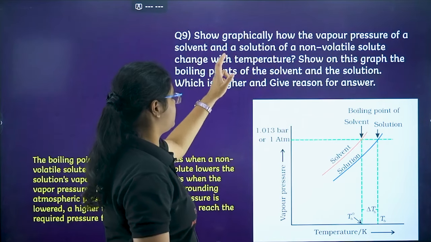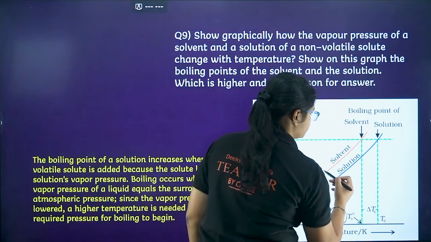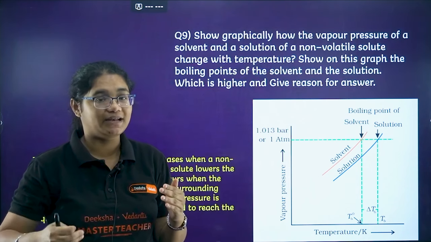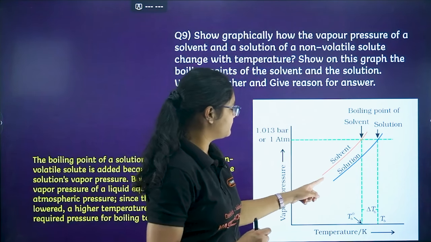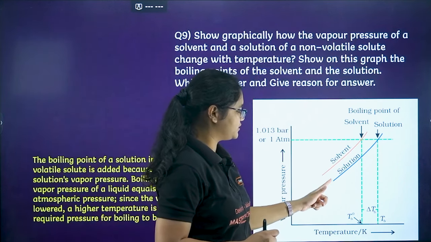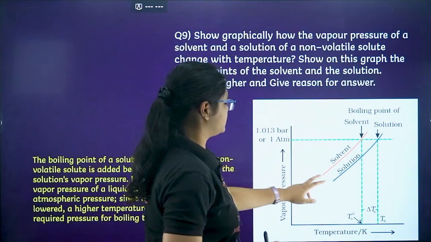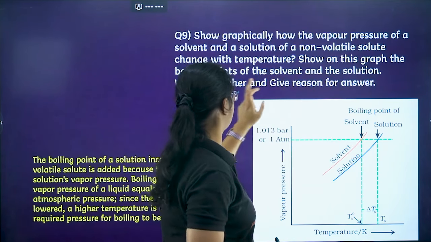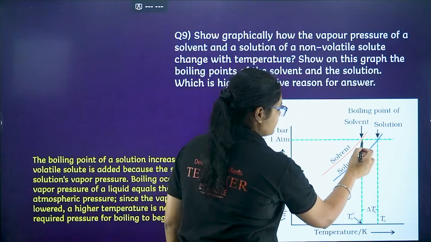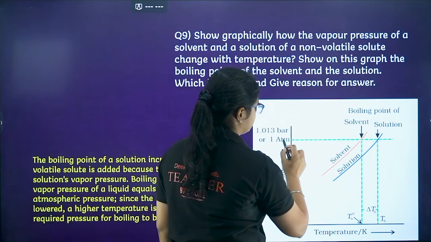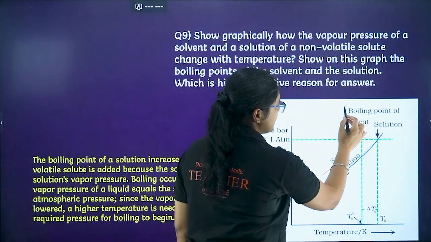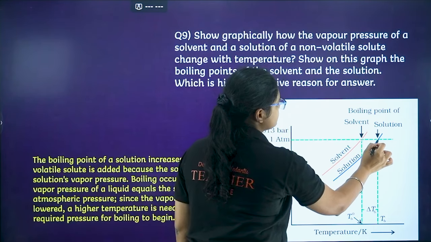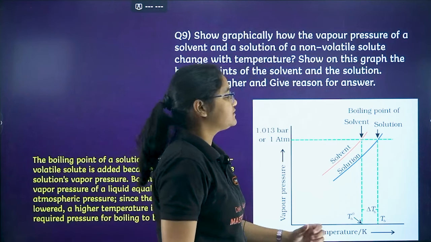So you know that vapor pressure and temperature for the solution, as we have just discussed, relative lowering of vapor pressure. So solution vapor pressure will be less than that of the pure solvent. Now this is the vapor pressure of the pure solvent changing with temperature, and this is for the solution, right? Now after that, show on this graph the boiling point of the solvent and the solution. So where the vapor pressure reaches or meets the atmospheric pressure, that is the boiling point of the solvent, and where the vapor pressure of the solution meets the atmospheric pressure, that is the boiling point of the solution, right?